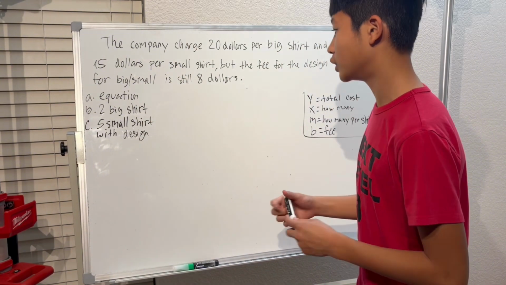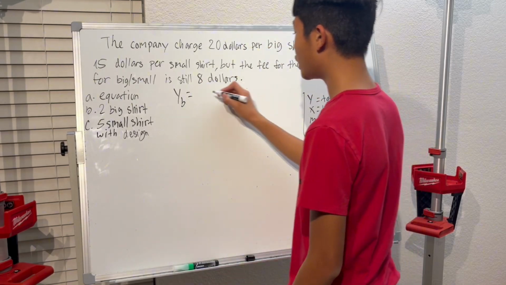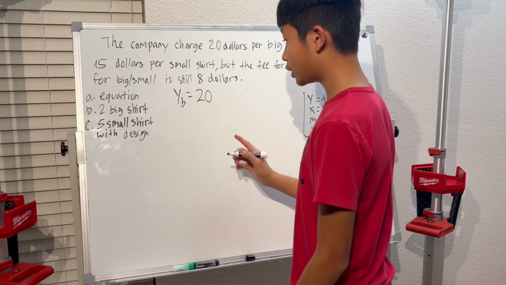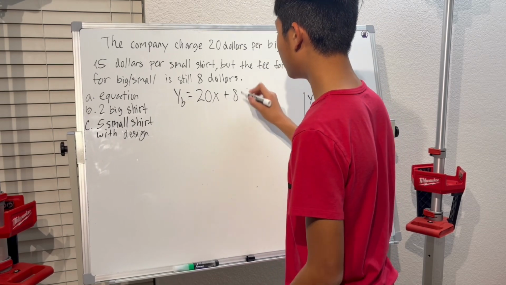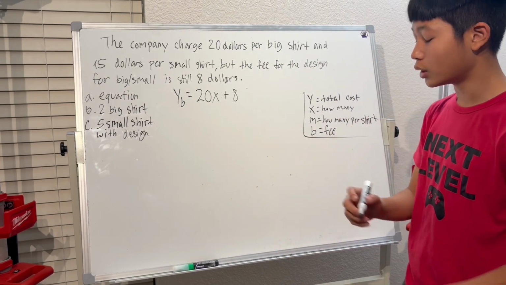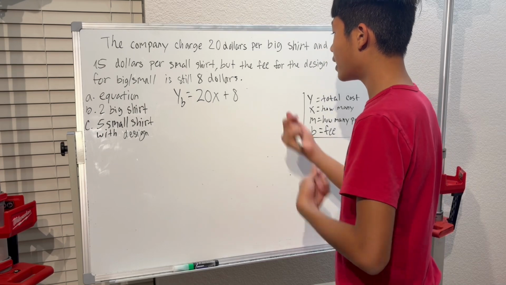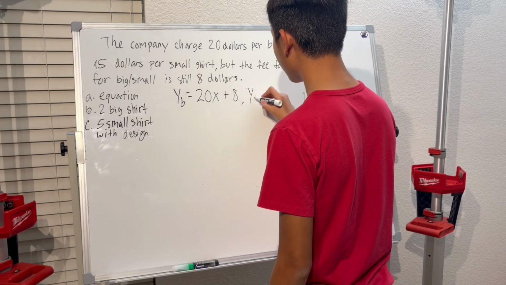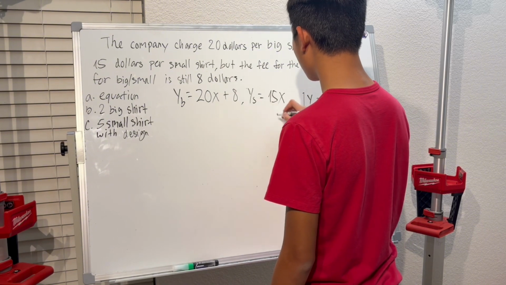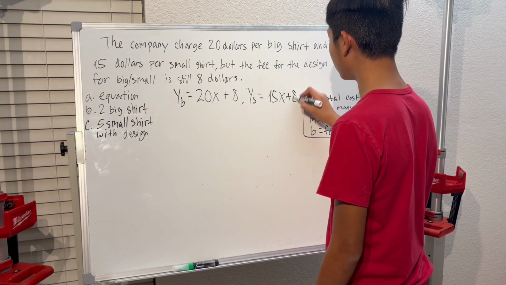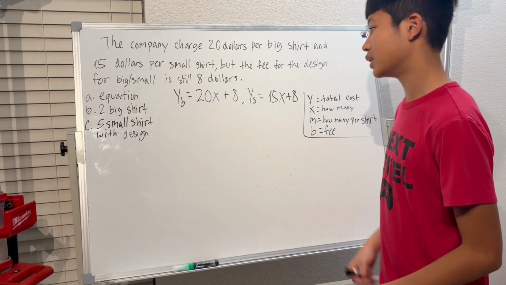Okay, so first the equation. Let's do it for the big first. So it is $20 per shirt, which is x, how many shirts? The fee, which is $8. Remember, with the custom, okay? With the custom. Like that. In a small one, it is y. Let's do small for s, like that. It's $15 per shirt, but the same fee as well. Like that. Okay? I'm not gonna cut through it because it's kind of simple.